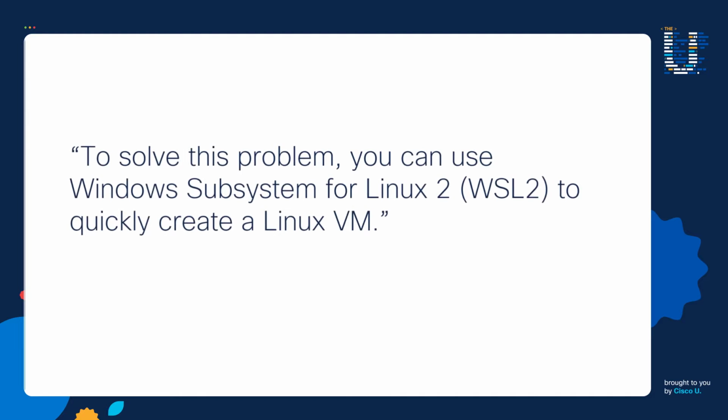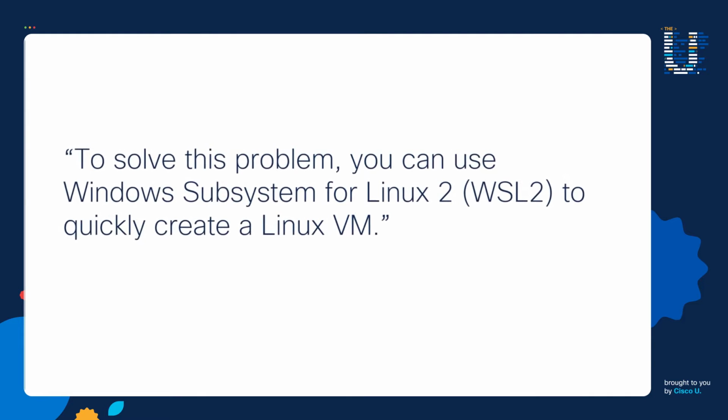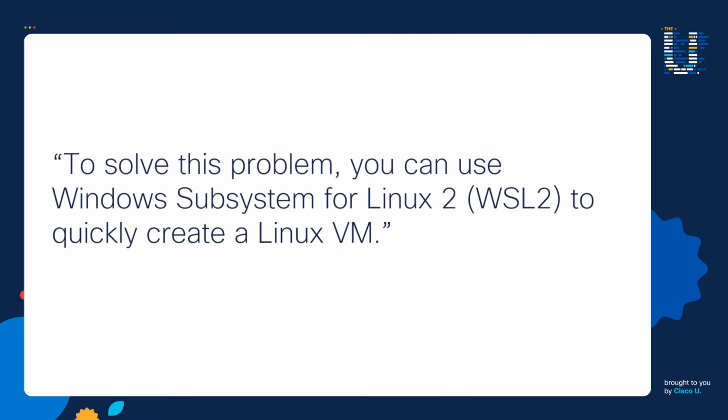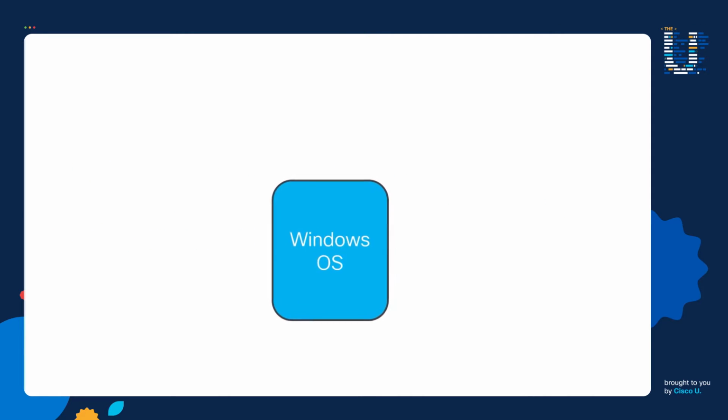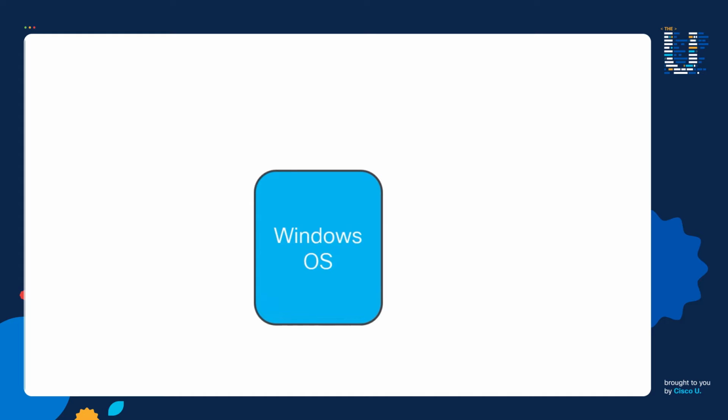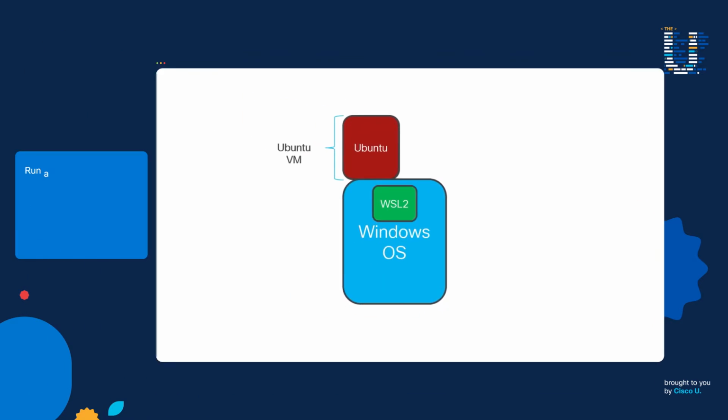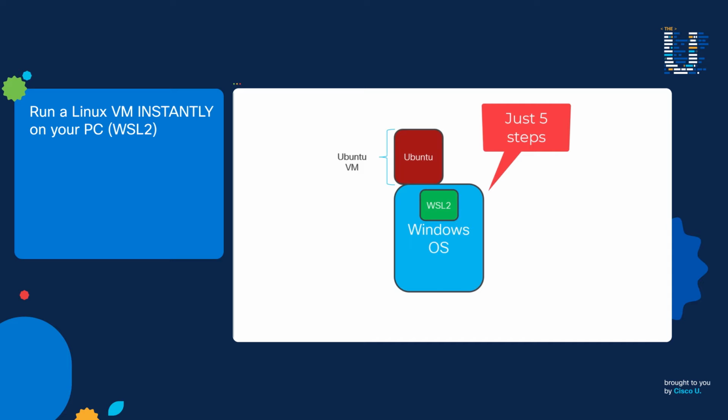So I found a solution to the problem I want to share with you. You can use something referred to as Windows Subsystem for Linux 2, also known as WSL2, and you can literally create a Linux VM on your PC within just a few minutes. The way WSL works is you install WSL on your PC. Once you install it, you can then simply run a command to spin up a Linux VM. So we're going to create a Linux VM on my PC in 5 simple steps.